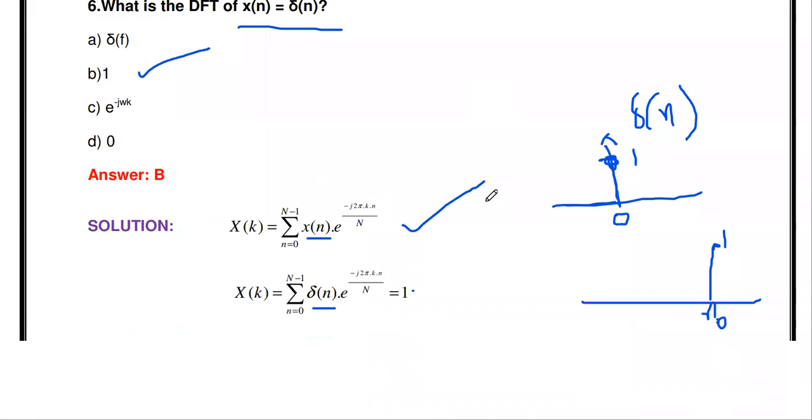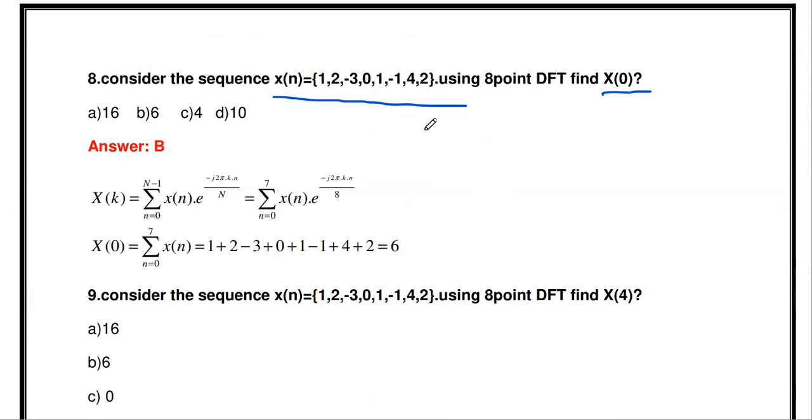Okay, similarly here the 8-point sequence is given. So what is the value of capital X of 0? Capital X of 0 is nothing but the addition of all samples. So 1 plus 2 minus 3 plus 0 plus 1 minus 1 plus 4 plus 2. If you add all the samples, we will get the first DFT answer. So the first answer is 6. If you add all values, we will get 6.